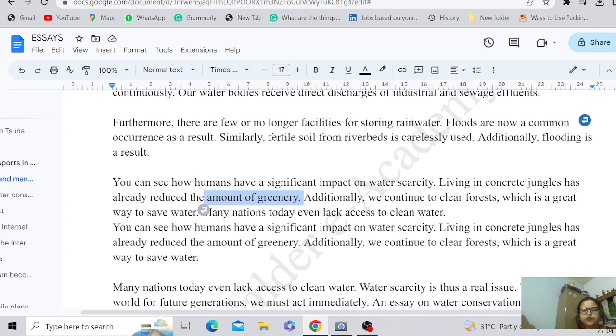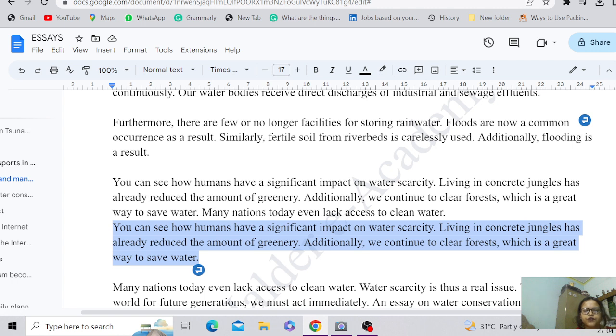Additionally, we continue to clear forests, which is a great way to save water. Forests, the trees, with the help of the roots, they save water, they store water. So when we cut down the trees, we are not able to save water. Many nations today even have less access to clean water. Many countries across the whole world are having limited access to clean water. As such, they have no to limited access to clean water.